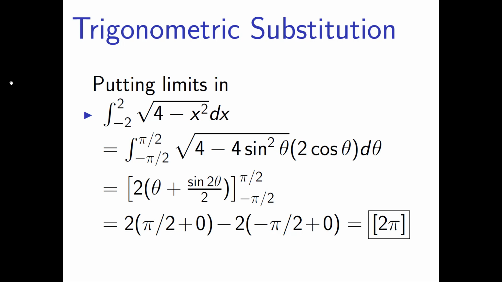Square root of a constant minus an x squared, this is actually a semicircle. It's the top half of a circle. Its radius is 2. So a circle of radius 2 has an area of 4 pi. Therefore, a semicircle of radius 2 has an area of 2 pi. So sure enough, this is correct. Now, obviously, most examples won't be as simple to check as that, but that does give us a check that maybe we've done the right thing here.